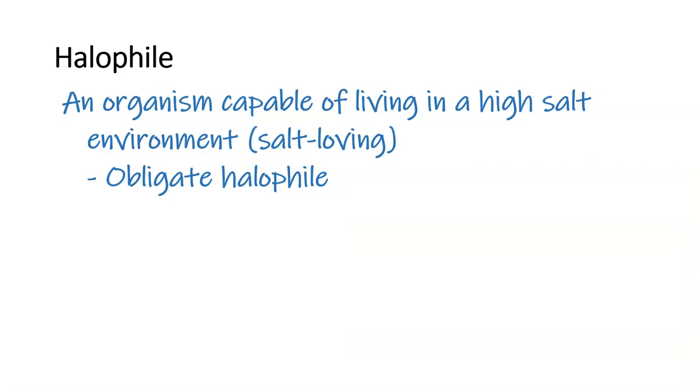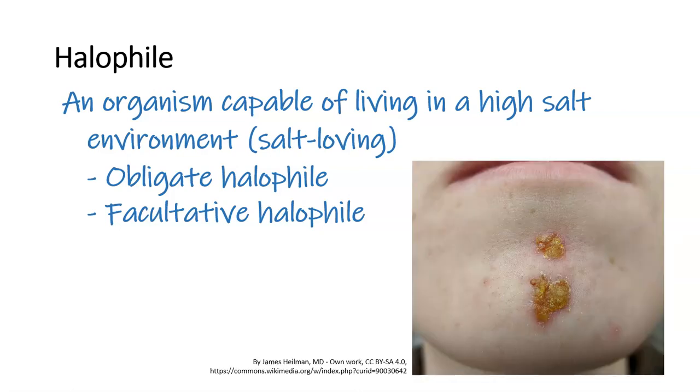On the other hand, an organism that is capable of living in a high salt environment but does not require it is called a facultative halophile. Human skin is naturally salty, and many of the pathogens that can cause skin infections are facultative halophiles. So this is a picture of impetigo, and it is commonly caused by Staphylococcus aureus, which is a facultative halophile. Facultative just means it can, but it doesn't have to. And remember, obligate means it's required. It has to have that high salt environment.